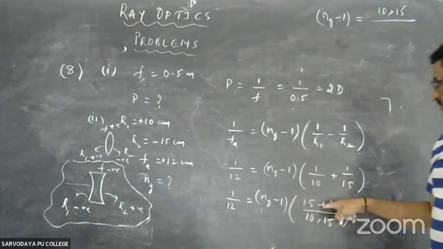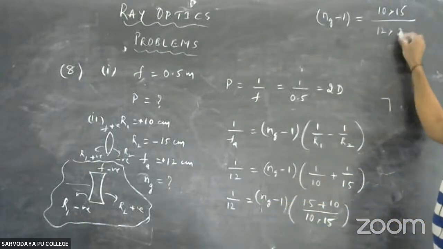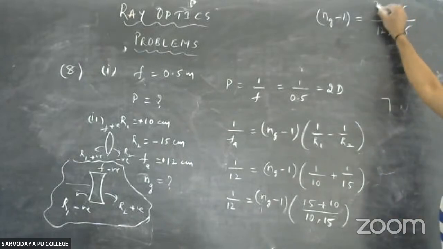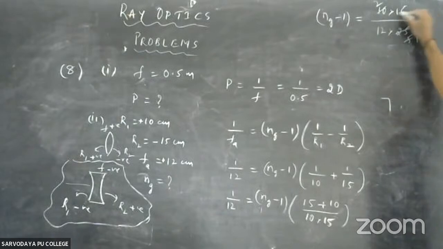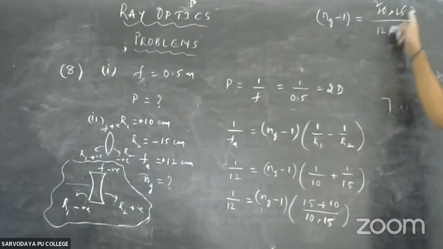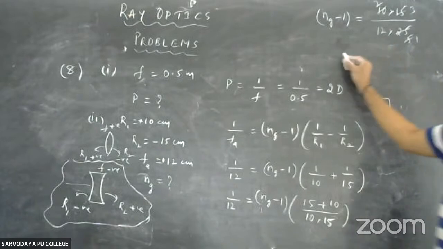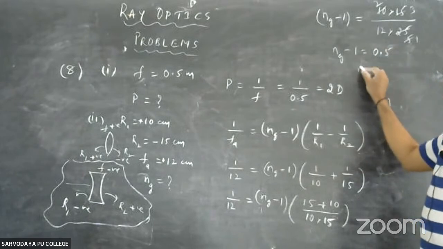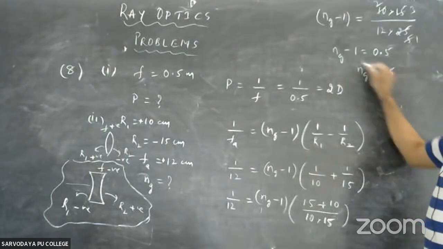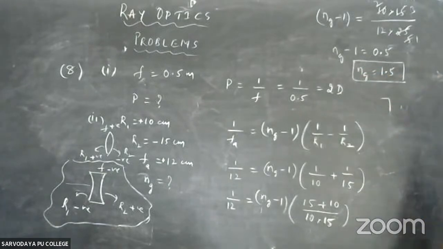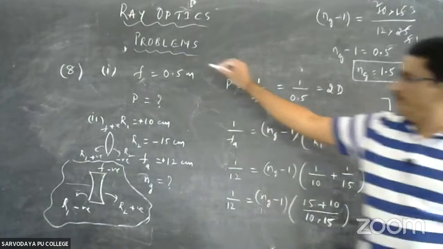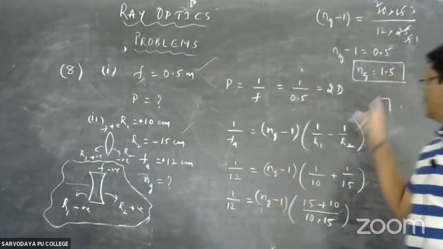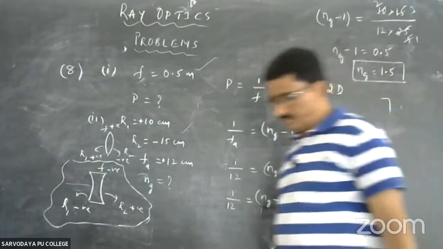ಇದು 12, ಇದು 25, ಹಾಗೆ ಕೆಳಗಡೆ ಏನು ಬಂತು, 12 into 25. 5 2s 5, 5 5s 5, 5 1s 5, 5 3s. ಹಾಗಾಗಿ 6 divided by 2 ಅಂತಂದ್ರೆ 0.5 ಆಯ್ತು. Therefore ng minus 1 is equal to 0.5, therefore ng is equal to 1.5. ಇದು ಬೇರೆ ಲೆನ್ಸ್, ಇದೇ ಬೇರೆ ಲೆನ್ಸ್, ಅದರ ರಿಫ್ರಾಕ್ಟಿವ್ ಇಂಡೆಕ್ಸ್ ನಮಗೆ ಸಿಕ್ಕಿರೋದು 1.5.